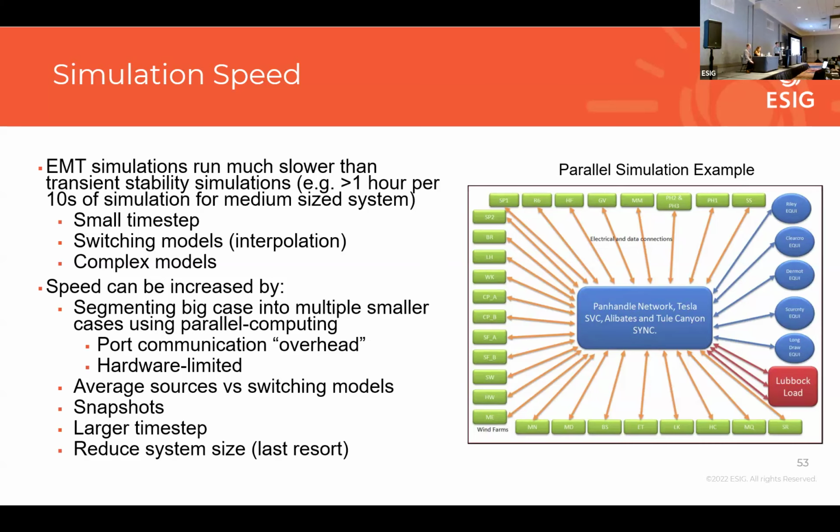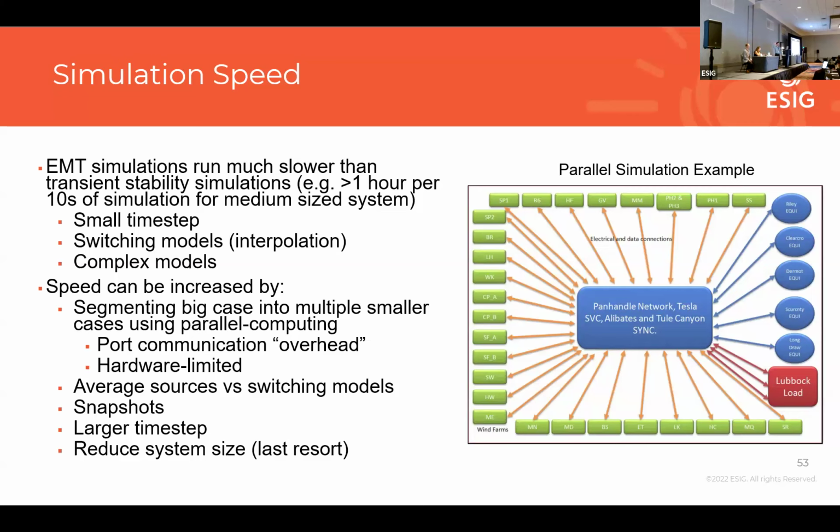There are some things we can do to make the simulation a little bit faster, a little bit more manageable. One very common strategy is to segment your big EMT case into multiple smaller pieces. We usually refer to this as parallel processing. I've got an example of that shown in the figure on the right here. This is an example from a study we did in the ERCOT system. You can see all the green boxes around the outside. Those are all individual IBR plants, all running inside of their own EMT process essentially.